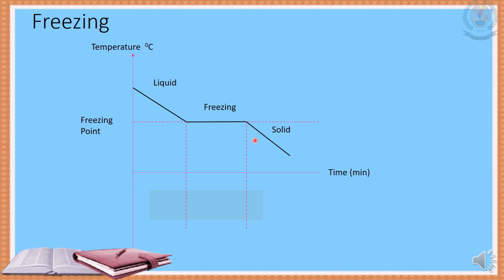water. All the liquid particles at this time have lost sufficient energy and the liquid water completely converts into solid. Now the particles are in a regular arrangement and they are only vibrating. They can't move here and there. So all the properties shown by solids you can see here after cooling below the freezing point.